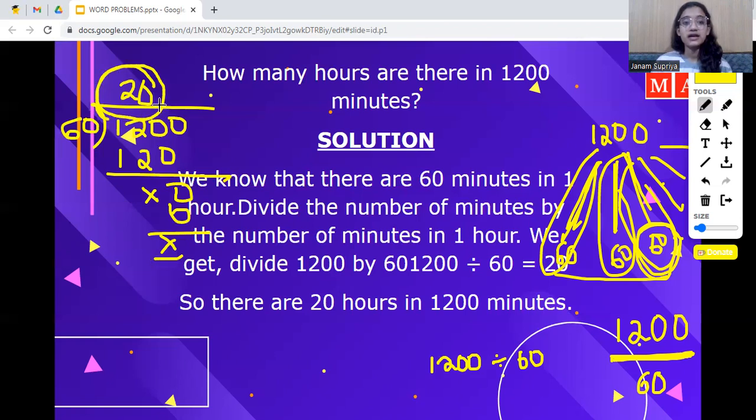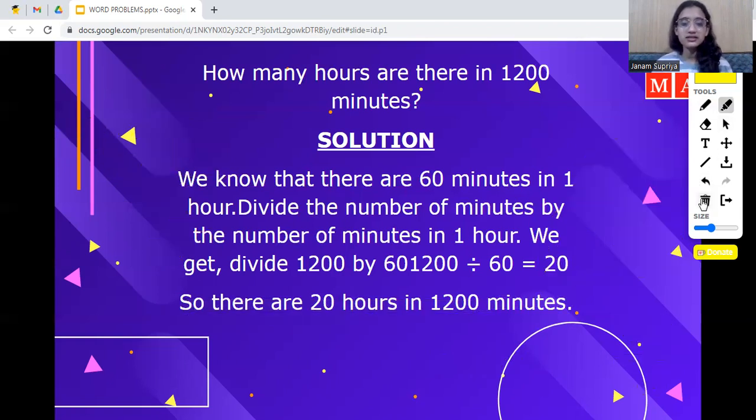1200 can be divided into 20 parts, each having 60 minutes, right? So 20 parts means in a whole, we'll be having 20 hours. So there are 20 hours in 1200 minutes. Yes, fine. Now you can see a slight difference in this question as compared to the previous question.